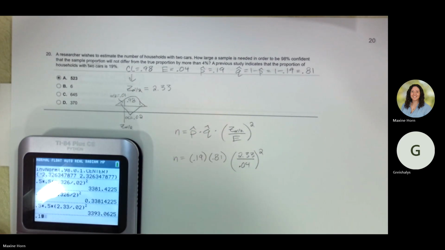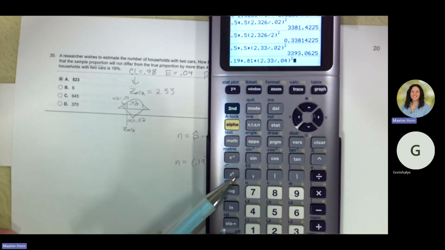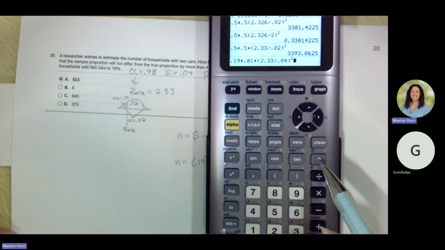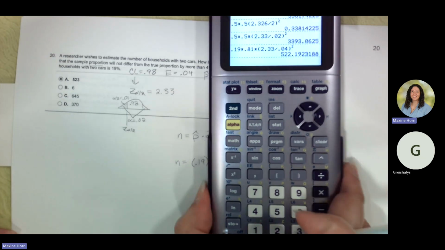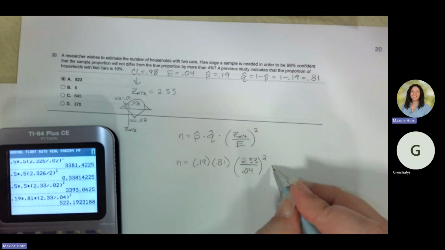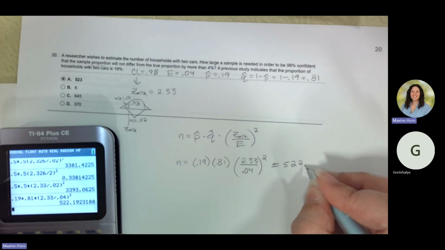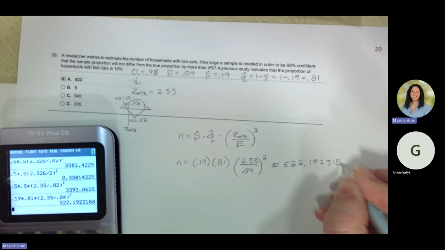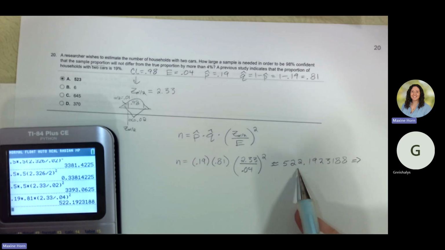And then don't forget your squared button. You can't see that, but it's this little button right here, x to the second power, or you could hit the caret symbol and then say 2, but it's faster to just hit the squared button. Okay. All right, so when we do that, we get about 522.1923188.